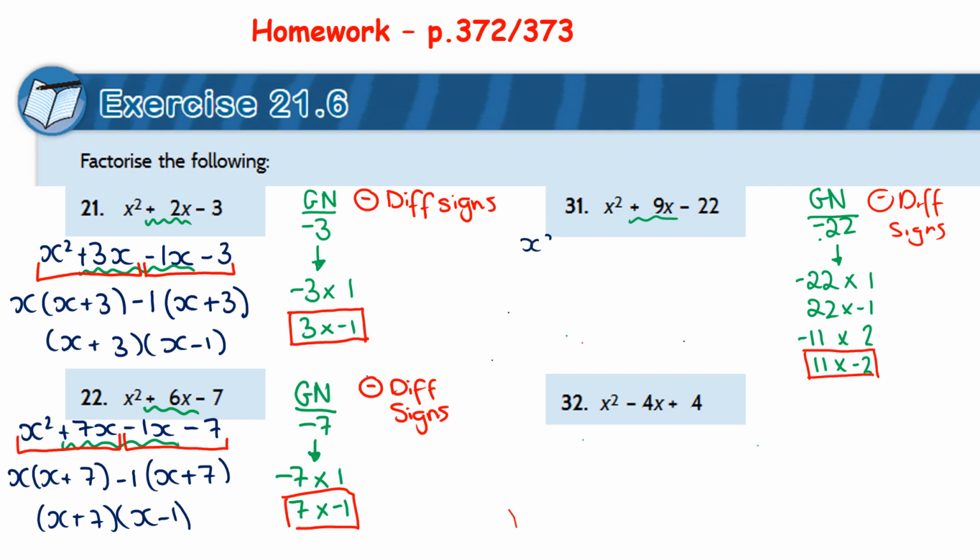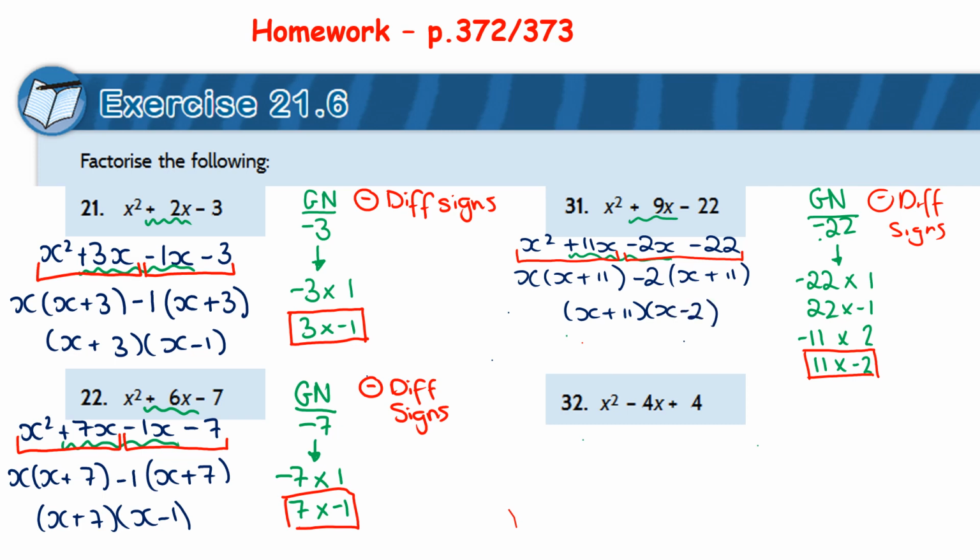So we get x squared plus 11x minus 2x minus 22. Double check, is 11x minus 2x the same as 9x? And it is. And now we can do grouping. So we have x is common, x plus 11. Minus 2 is common, and we get x plus 11, leaving us with x plus 11 times x minus 2. Again, brackets the opposite way around, no problem.